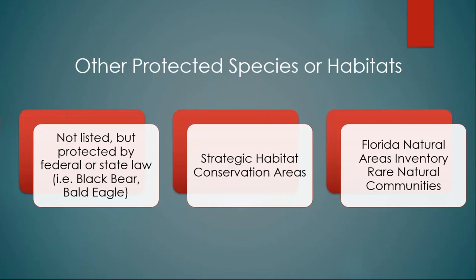We also include strategic habitat conservation areas, which are those areas identified by FWC that are critical for species recovery and useful for conservation planning. And then we also include the Florida Natural Areas Inventory rare natural communities, and these should be addressed and issues worked out through coordination with appropriate state resource agencies. Also note that effect determinations are not necessary for these species that are not listed.